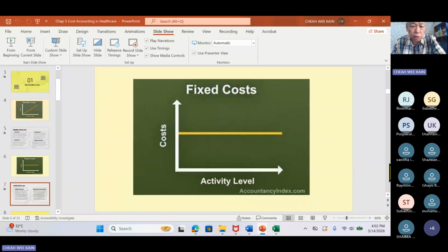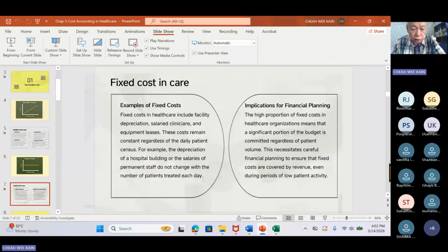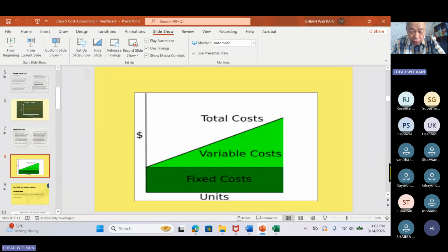Okay. So that's what I mean by fixed cost and variable cost. So the rest you can read. Now let's look at the picture. This is units or patients. Fixed cost is a fixed amount. This line here is actually the variable cost line. You understand? So the variable cost line on top of the fixed cost is the total cost line.